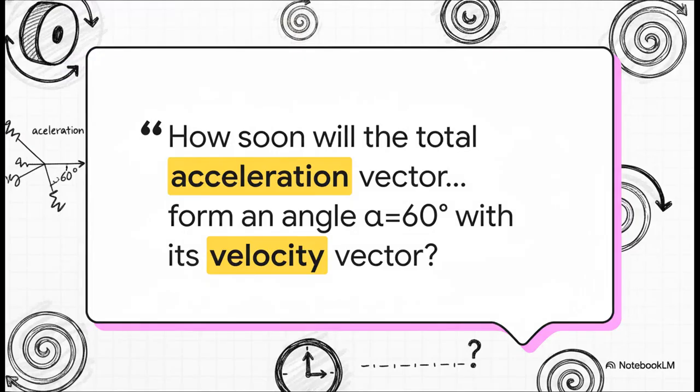Okay, let's really dig into what this problem is asking. We've got a body spinning up, but here's the catch. Its angular acceleration, beta, isn't constant. It's actually getting bigger over time following the rule beta equals a times t. So what we're hunting for is the exact moment, the specific time t, when the total acceleration vector makes a perfect 60-degree angle with the velocity vector.